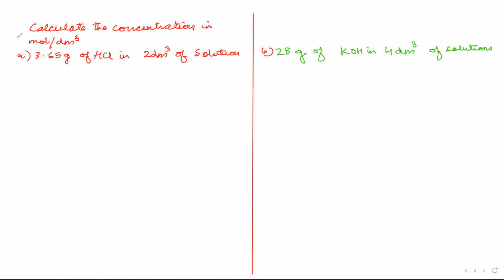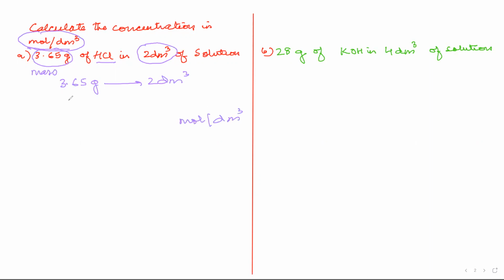Now, the first question states: calculate the concentration in mole per dm cube. In part A, they have given us the mass of HCl, and this is dissolved in 2 dm cube of solution. So basically, 3.65 grams is dissolved in 2 dm cube, right? And you have to convert it into molar concentration, that means into mole per dm cube.